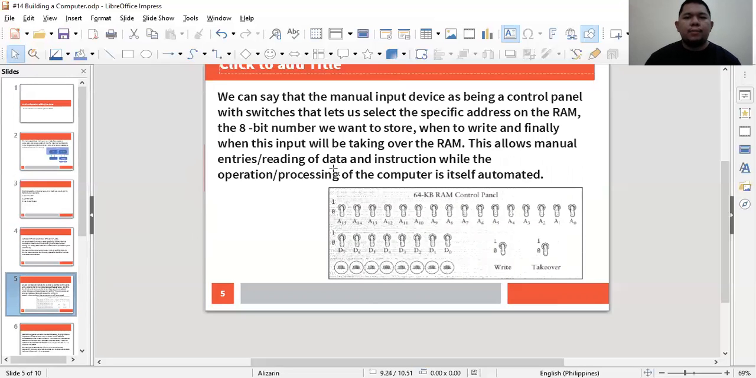We can say that the manual input device is a control panel with switches that let us select the specific address on the RAM. So we have 16 toggles here, 16 switches here, and 8 switches for the number we want to store. So we also can control when to write, and finally when the input will be taking over the RAM. This allows manual entries and reading of data instruction while the operation or processing of the computer is itself automated.